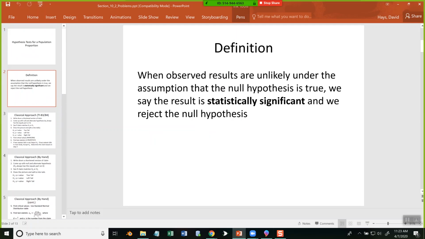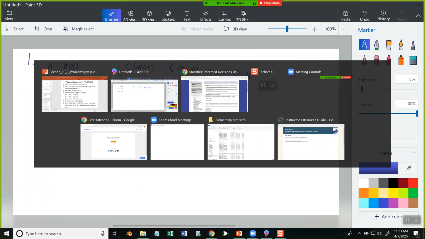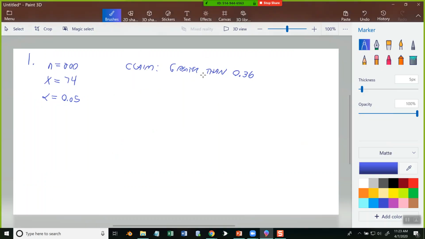Okay, so back to here. Step 1, write down a shortened version of the claim. You'd like this just to be a few words. You don't want it to be real wordy. Don't put all the words that the book uses for the claim. Try to shorten it down to, if you can, three words. Greater than, which represents, of course, the greater than symbol.